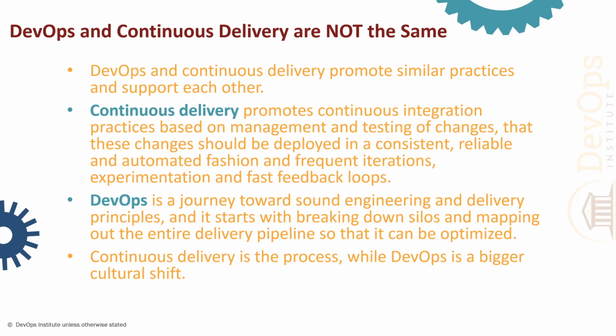Continuous delivery is really about the mechanisms behind DevOps, where DevOps itself is more of a journey. It emphasizes engineering delivery principles and encourages organizations to break down their organizational silos, take a broad look at how value is propagated through the organization, and map out the delivery pipeline so that bottlenecks and areas where there are weaknesses in the pipeline can be optimized. So basically, in a nutshell, continuous delivery is the process, while DevOps is a bigger cultural shift, and together that's what allows organizations to get the value out of DevOps and continuous delivery that they're looking for.